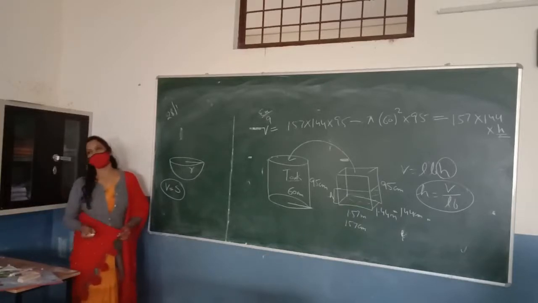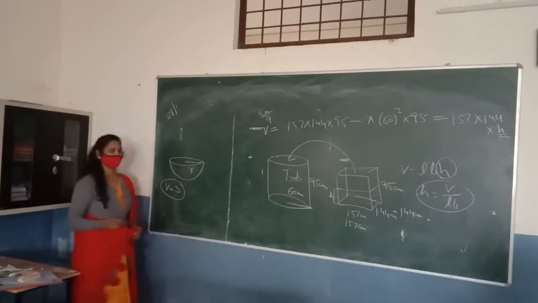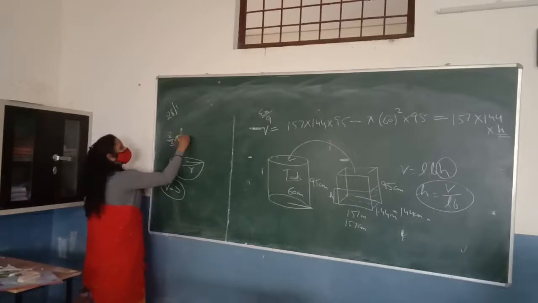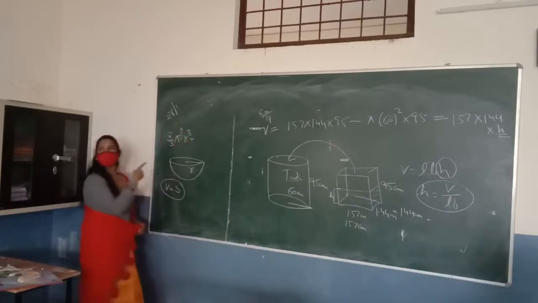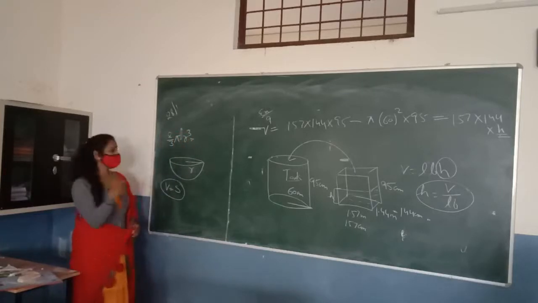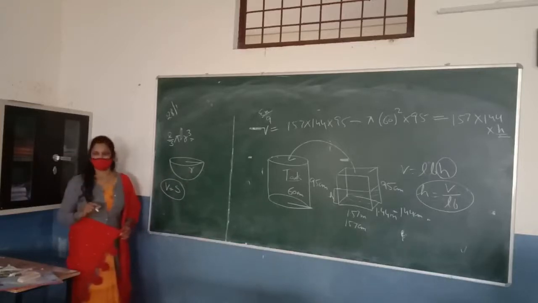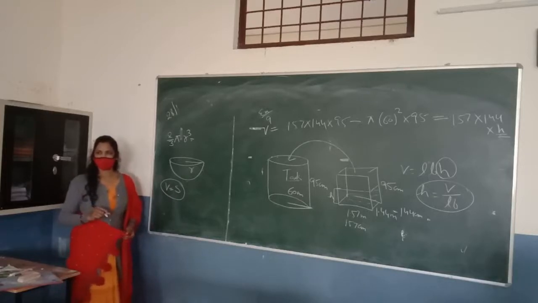Volume of hemisphere, Mansi. 2/3 pi r cube. This is the volume of the hemisphere. And what should be the total surface area of the hemisphere? Acha, what is the curved surface area of the hemisphere? Total surface area of sphere.